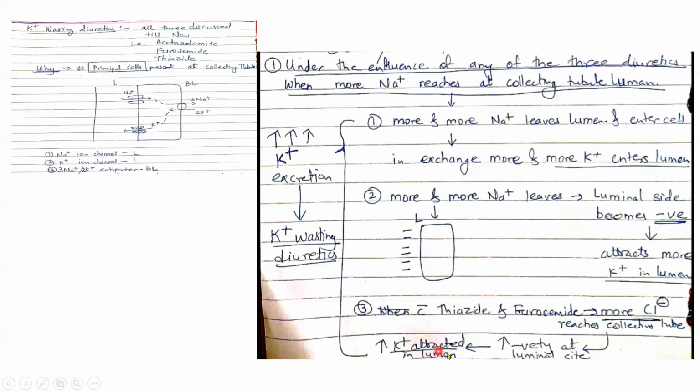Because of all these reasons, what is going to happen? With thiazide and furosemide, more chloride reaches the collecting tubule, more negativity at the luminal side, more potassium is attracted into the lumen. All these three lead to more and more potassium excretion, and these three are termed potassium wasting diuretics.